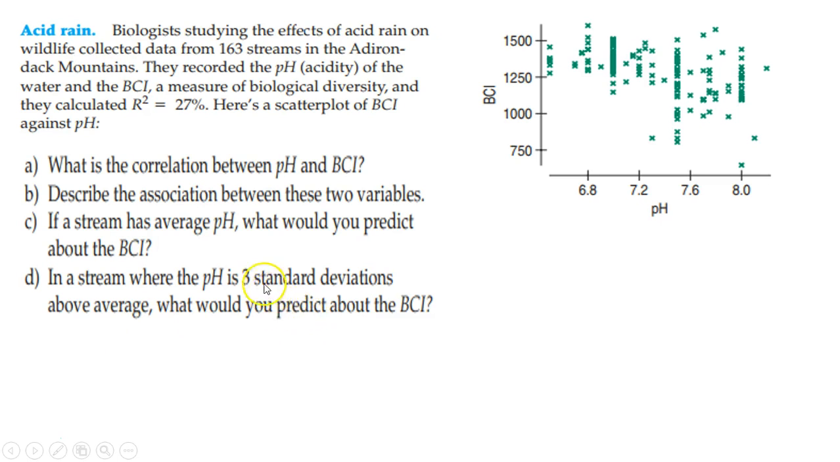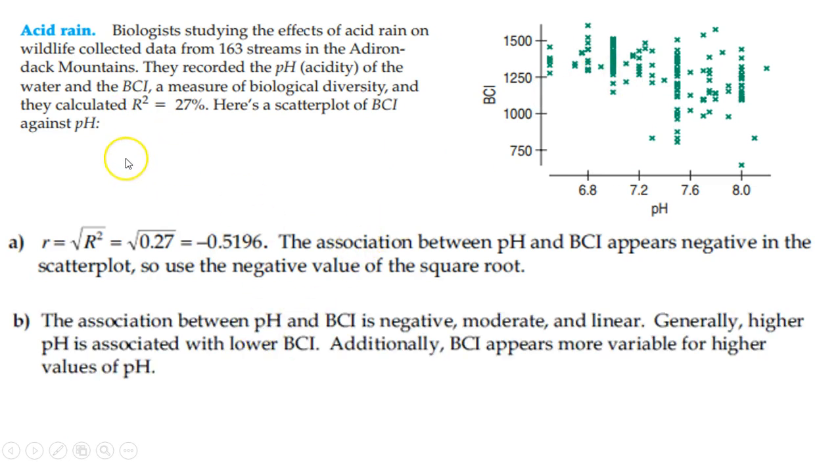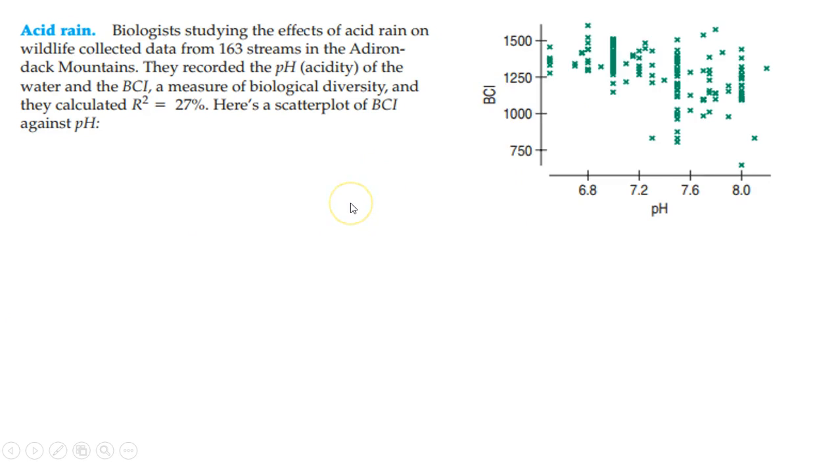So let's take a look here. The first couple we answered kind of quickly. We square root the R squared in order to find our correlation, and because it looks negative, that's why it is negative. And it says the association between them is negative. It's moderate, right? It's not really great. It's moderate. And it seems linear for the most part, but generally, the higher the pH, the lower the BCI, right? The higher the pH, the lower the BCI. Additionally, the BCI appears more variable for a higher pH.